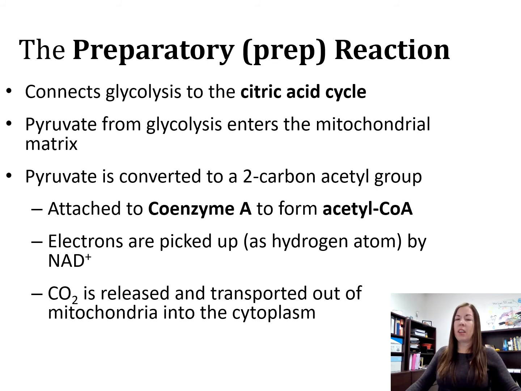So then if oxygen is available, those pyruvates can enter the mitochondria and be completed by the prep reaction. They get modified essentially by attaching to a coenzyme A to form the molecule acetyl-CoA. And acetyl-CoA can then enter the Krebs cycle.